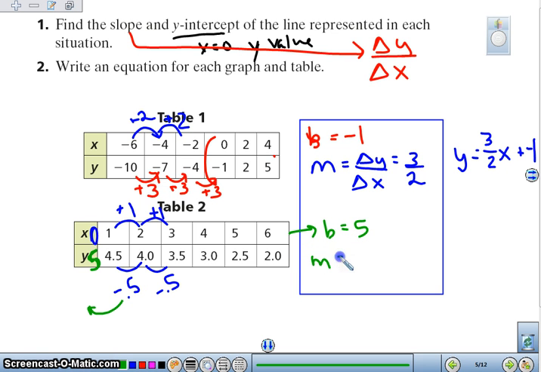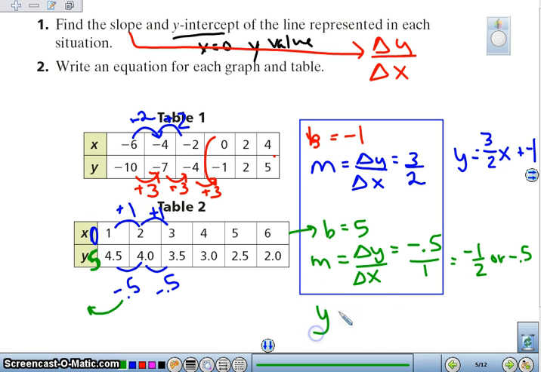My slope, my rate of change in y, is a negative 0.5 divided by the change in x, which is 1. Now, some people don't like to have negative 0.5 over 1. They might want to write it as a fraction, negative 1/2, or just negative 0.5.